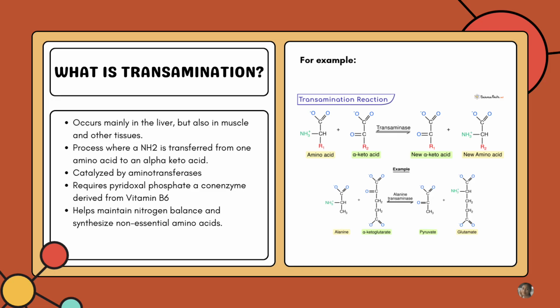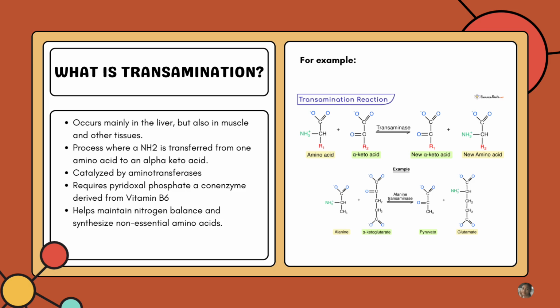It happens in the mitochondria and cytoplasm of eukaryotic cells, and it requires synthesis of non-essential amino acids from essential amino acids obtained from dietary intake. Okay, so if we look at an example, we would see that we have an amino acid, and this amino acid transfers its amino group to the alpha keto acid, and this is facilitated by the transaminase.